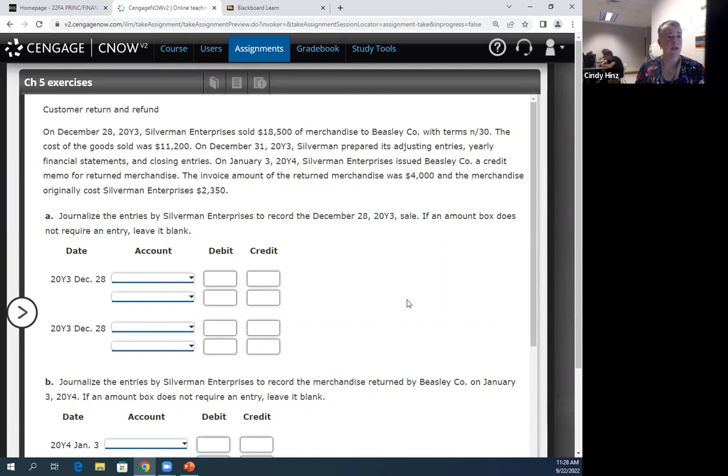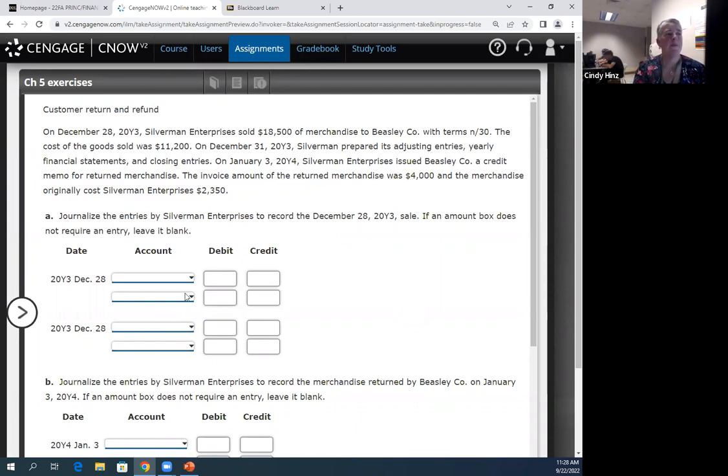statements, and closing entries. On January 3rd, 2024, so just 3 more days later, it's only about a week after the original sale, Silverman Enterprises issued Beasley Company a credit memo for returned merchandise. The invoice amount of the returned merchandise was $4,000, and the merchandise originally cost Silverman Enterprises $23.50. First, we're asked to journalize the entries by Silverman Enterprises to record the sale.